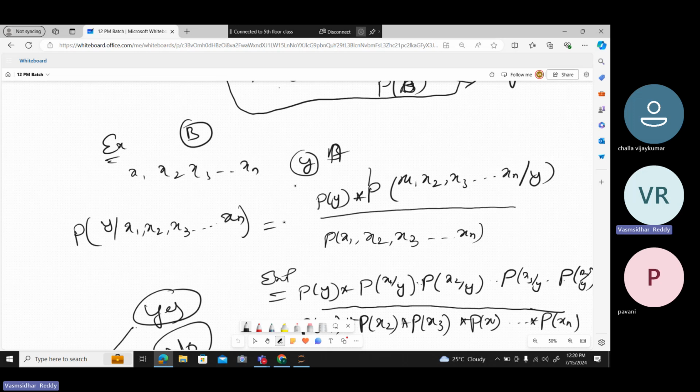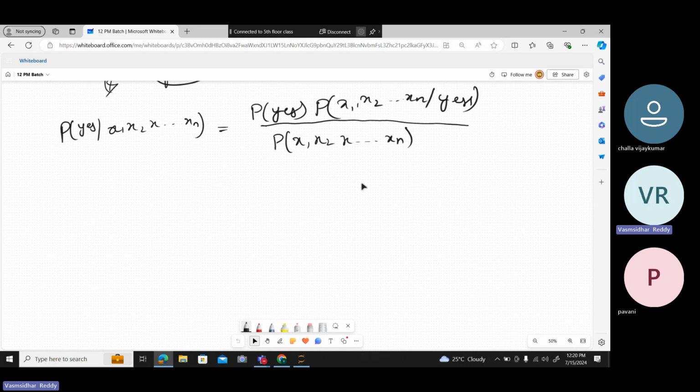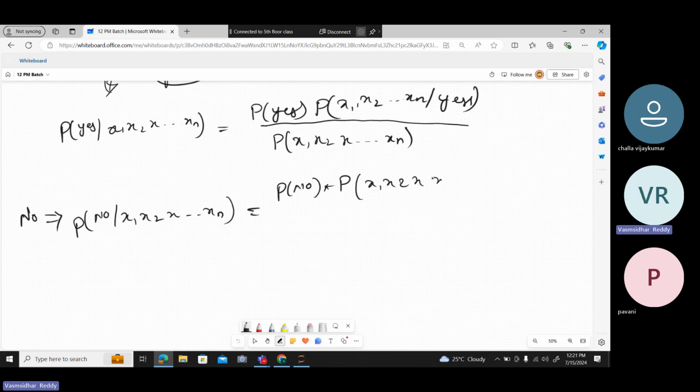So the y value is considered as yes, because in these outputs we have yes and no. Now the same thing I am considering for no. P of no given x1, x2, x3 and so on xn equals P of no into P of x1, x2, x3 and so on xn given no, whole divided by P of x1, x2 and so on xn.